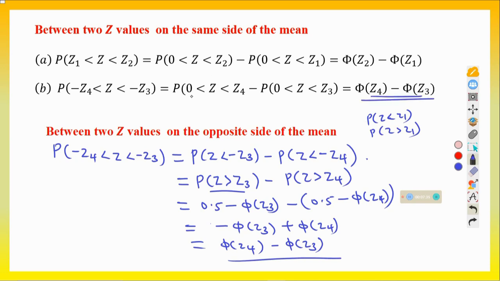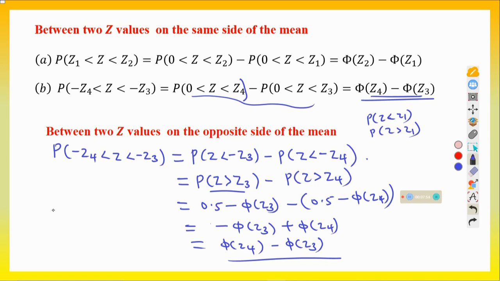So you might not need to cram that. If you have the probability of negative z4 less than z less than negative z3, it will be the probability of 0 less than z less than z4 minus the probability of 0 less than z less than z3.